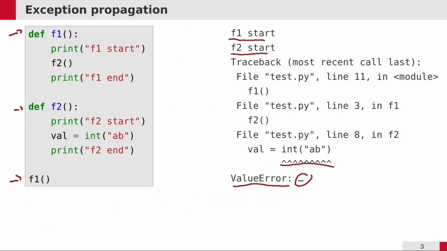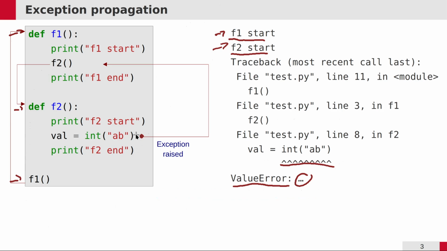Now let's have a more detailed look at what exactly happens here. First, I'm calling f1. It prints the string f1 start, which we have here. And then f2 is called. We enter the routine f2, then the string f2 start is printed, and then we do something which Python cannot really do, so an exception is raised. And because this exception is not handled here, not caught here, we will see later how we can do that, at the moment we don't do anything with that exception.